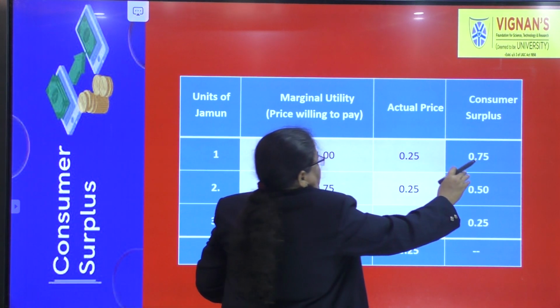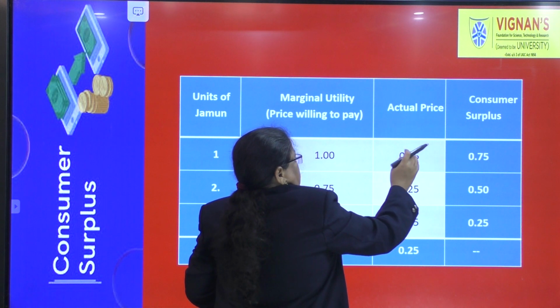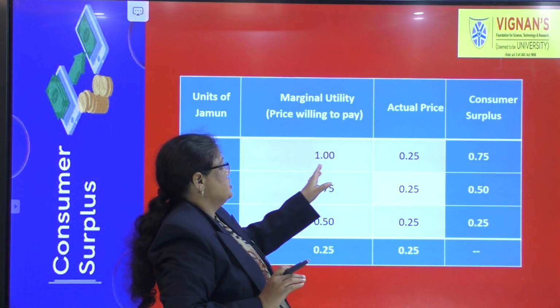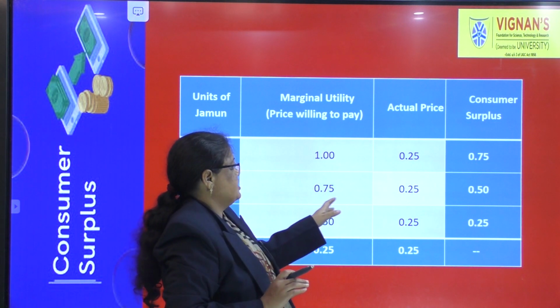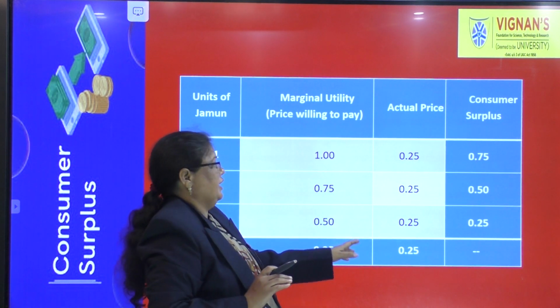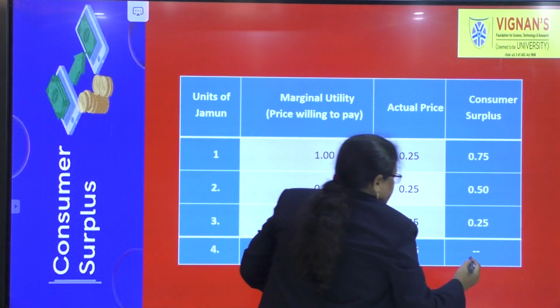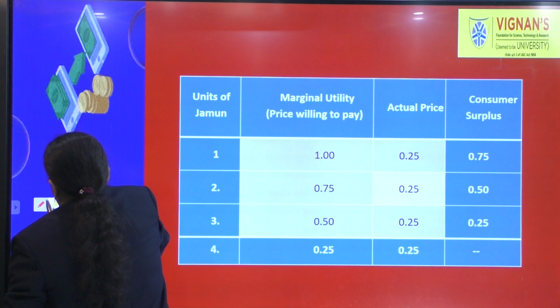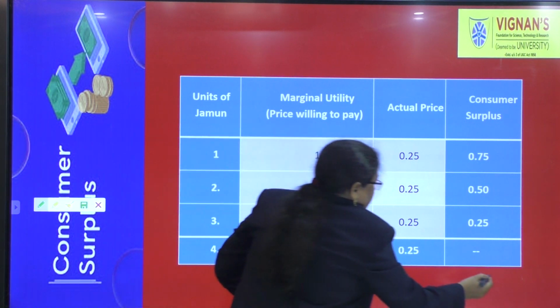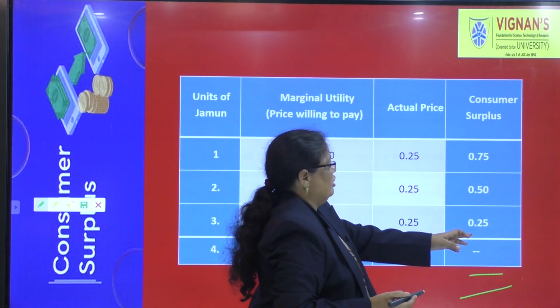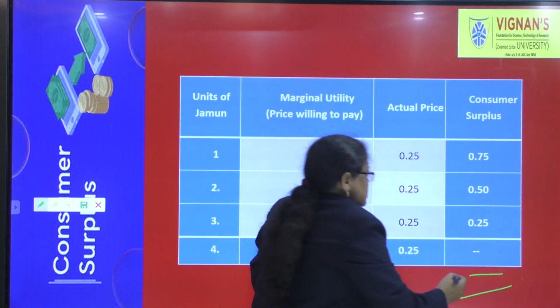We will get consumer surplus by deducting the actual price from what he is willing to pay. That means 1 minus 0.25, 0.75 minus 0.25, 0.5 minus 0.25, like that. By adding all this, we will get total consumer surplus, that is 0.75 plus 0.5 plus 0.25, that is 1.5.